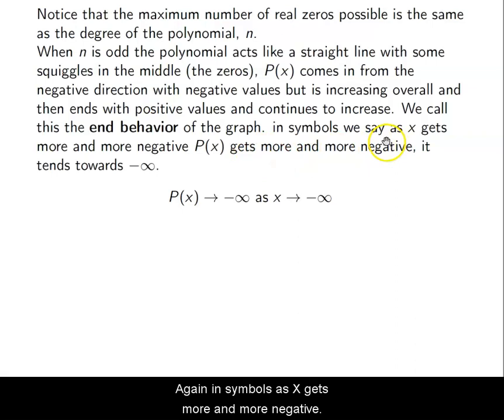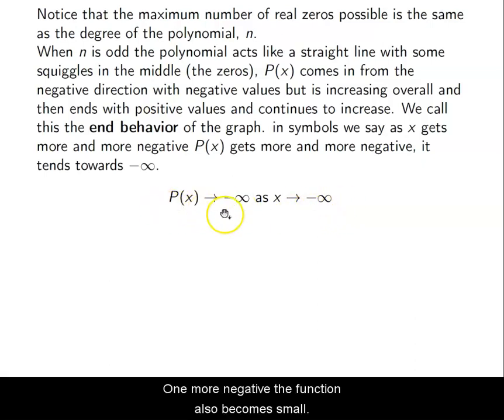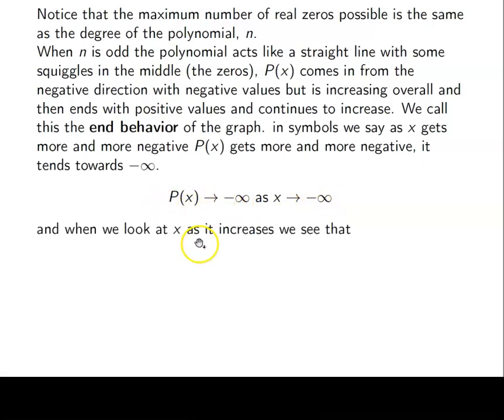Again, in symbols, as x gets more and more negative, P of x gets more and more negative. It tends towards negative infinity. So we say P of x goes towards negative infinity as x goes to negative infinity. And again, we are talking about the odd functions here, right? We're only talking about when n is odd. When n is odd, the polynomial acts like a straight line. As x gets more and more negative, the function also becomes smaller, right?